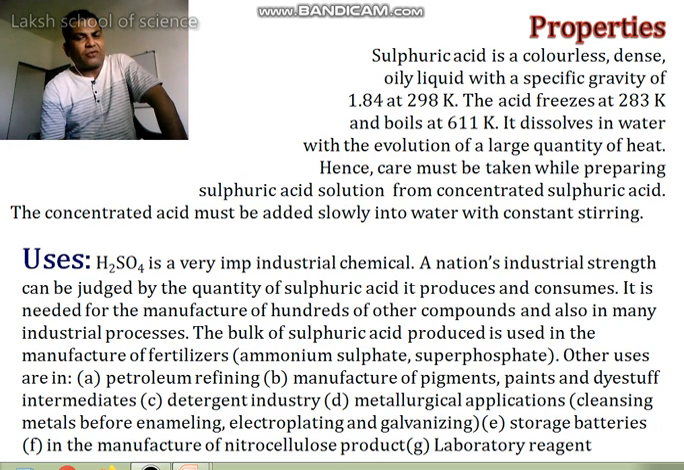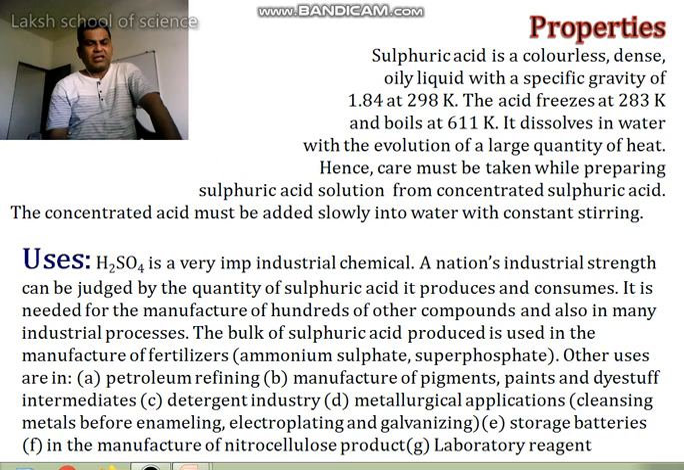The bulk of sulfuric acid produced is used in the manufacture of fertilizers like ammonium sulfate and superphosphate. So the majority of fertilizers are obtained from sulfuric acid. Other uses are in the following areas. The first is petroleum refining. Sulfuric acid is also used as an oxidizing agent in the manufacture of pigments, paints, and dye stuff intermediates, etc.